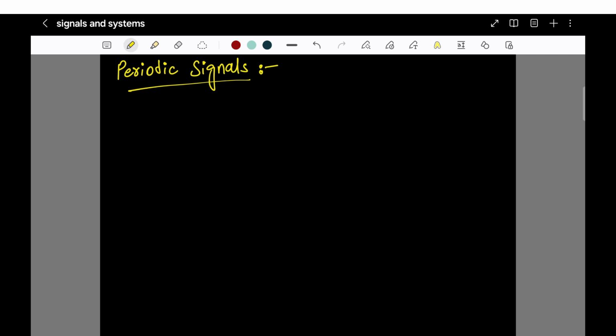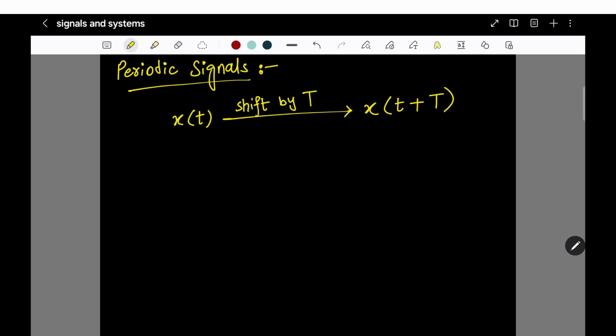Hello everyone. So in this video we will talk about the periodic signals. Let's say you have a signal x of t and you shift this signal by time capital T, some time instance. So this signal will be now x of t plus capital T.